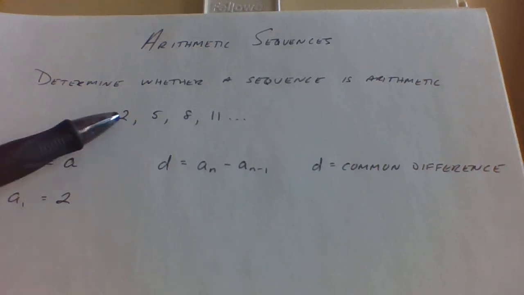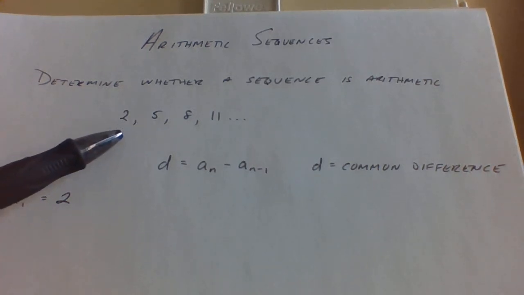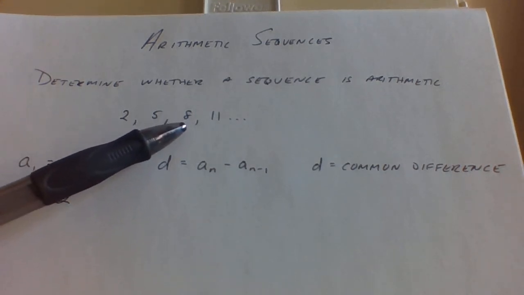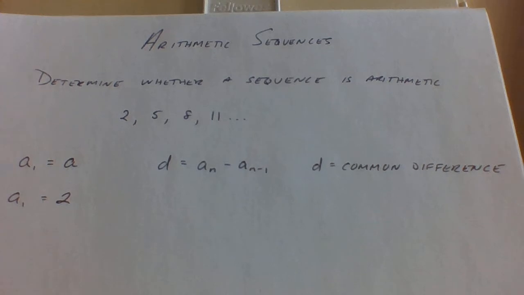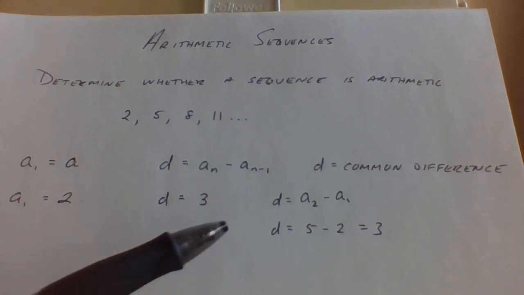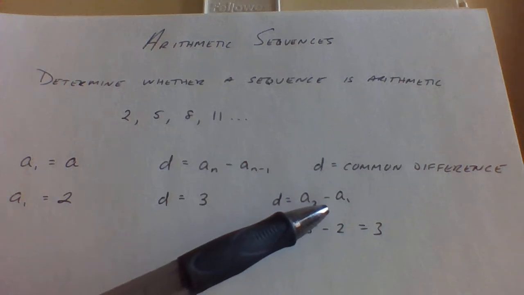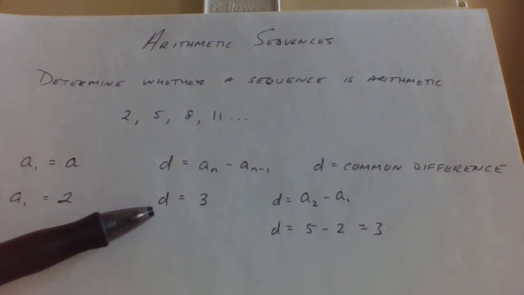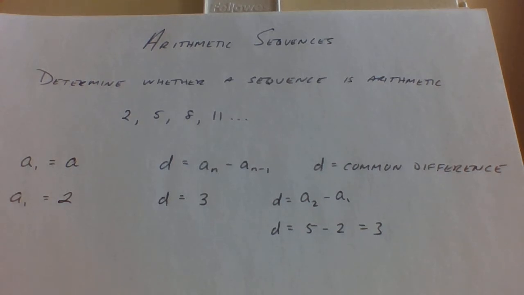If I look at my first two terms here, if I subtract 5 minus 2, I'm going to get 3. And if I subtract 8 minus 5, I'll also get 3. So my common difference in this example is going to be 3. So I went ahead and used my a sub 2 minus my a sub 1 value to get my common difference in this example. So I'll go ahead and use 3 as that common difference.